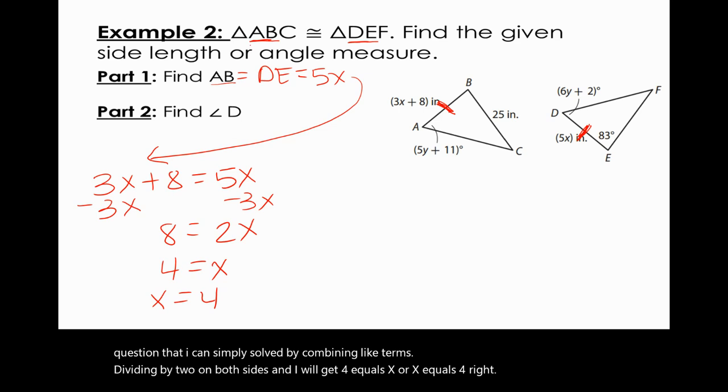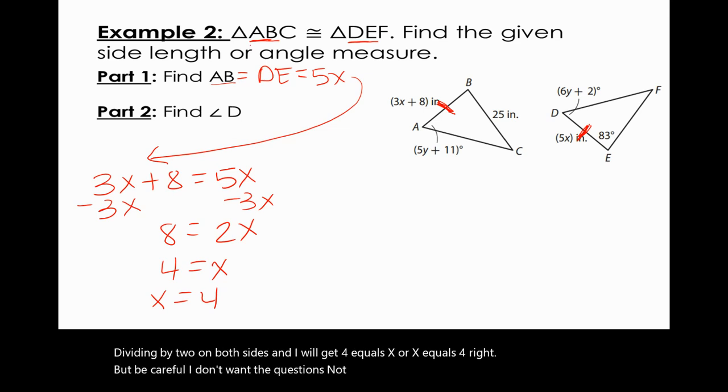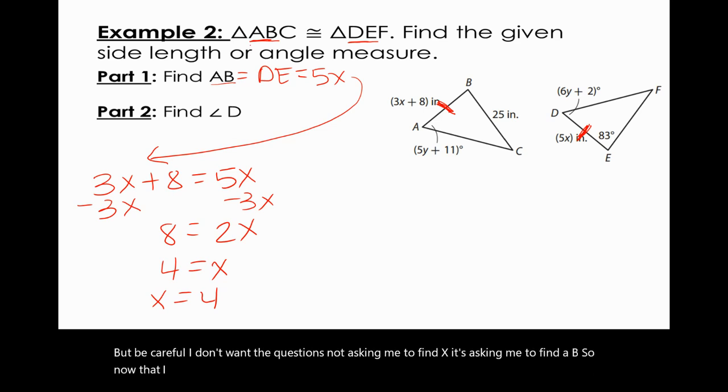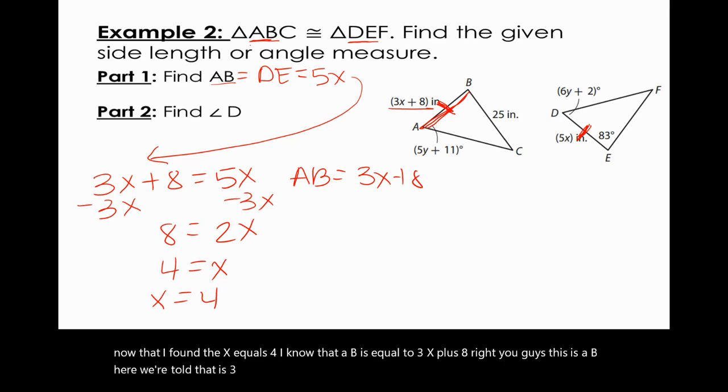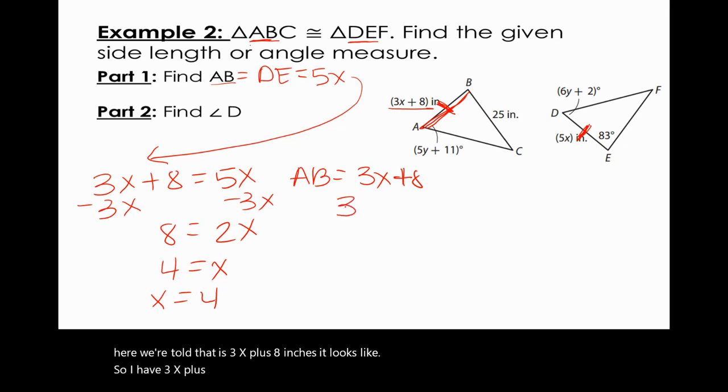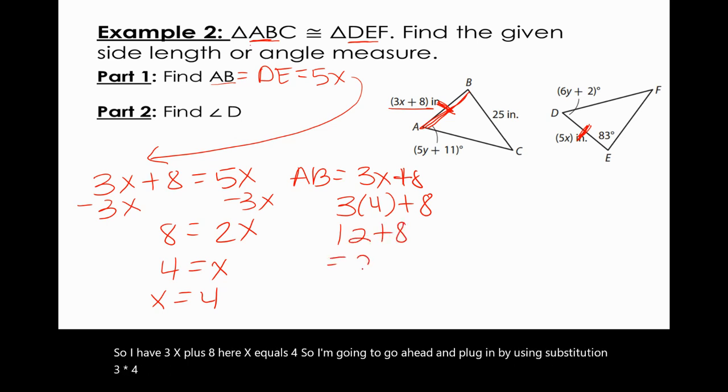But be careful, the question's not asking me to find x, it's asking me to find AB. So now that I found that x equals 4, I know that AB is equal to 3x plus 8. This is AB here. We're told that it's 3x plus 8 inches. So I have 3x plus 8 here, x equals 4. I'm going to plug in by using substitution. 3 times 4 is 12, and 12 plus 8 is 20. So AB is equal to 20 inches.